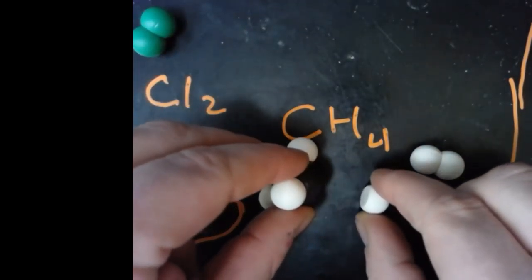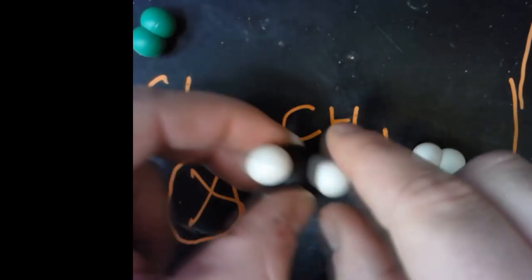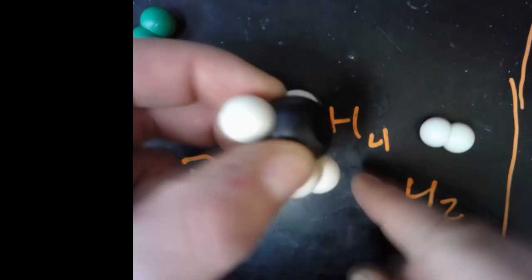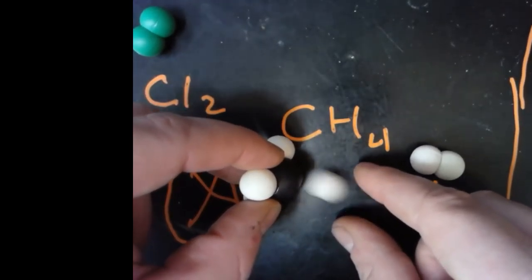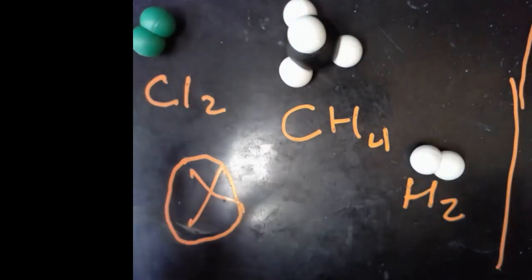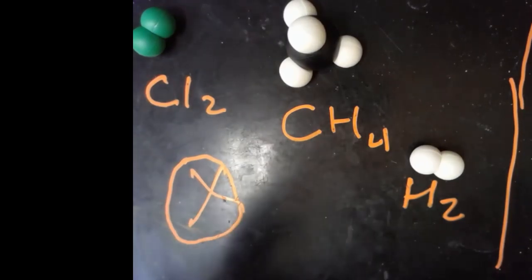So we take our methane here. You'll notice I have to put in some energy to get this off. It doesn't just come off on its own. I have to apply some energy. And it's got to be enough energy to actually separate it enough to stop that bond from just reforming. That is why we have the activation energy that's needed to start a chemical reaction.